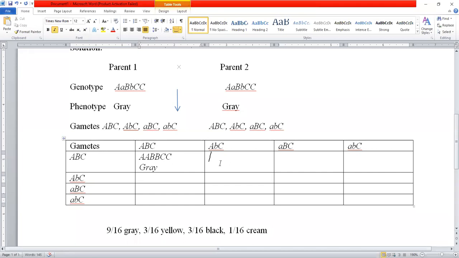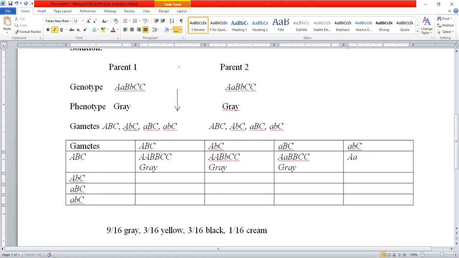So similarly, make the other combinations. This would be capital A, capital B, small b, capital C, capital C. This would also be gray because the dominant allele of each gene is present. Here would be capital A, small a, capital B, capital C, capital C. This would also be gray because the dominant form of each of the three genes is present.